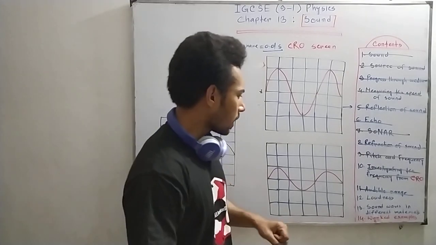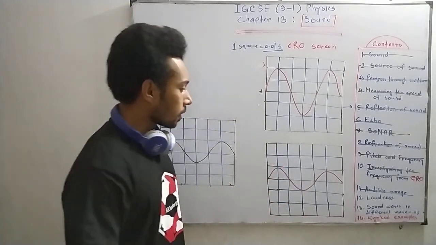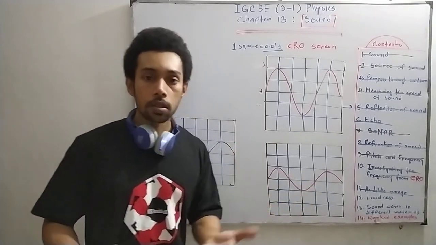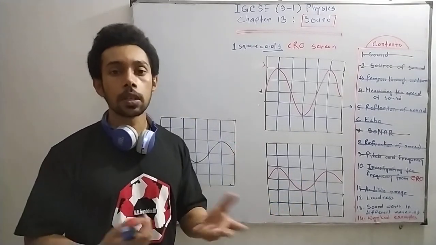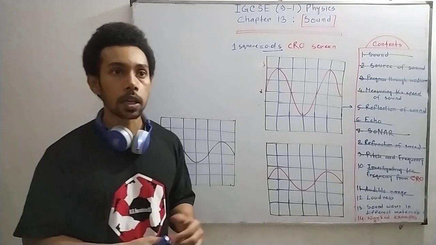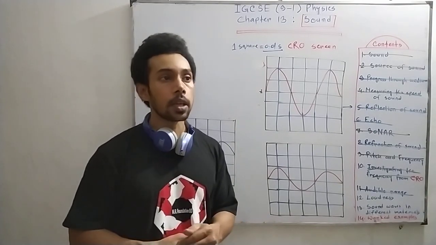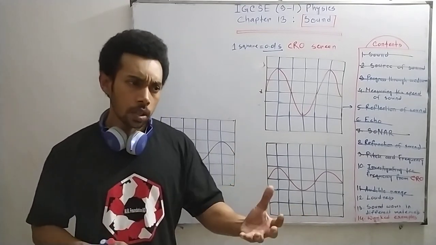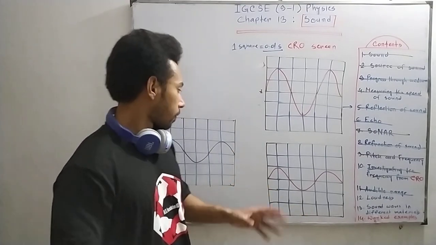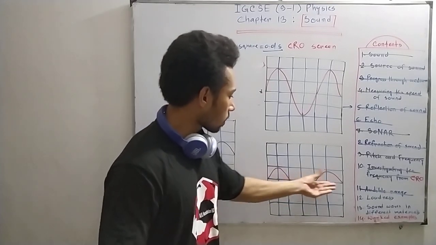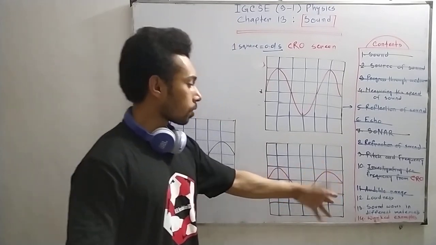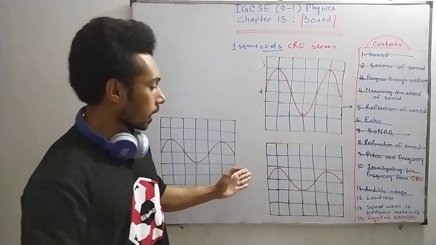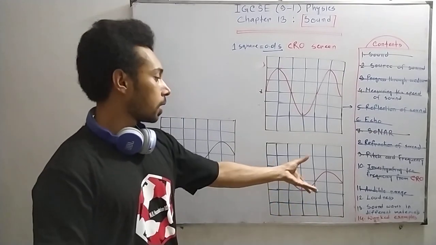Okay, now in your exam you are often asked to draw some trace of sound with smaller amplitude, or we can also say quiet sound, or suppose louder sound. For example, this is a trace on the CRO screen for a sound wave produced by any source, and that is picked up by a microphone and fed into the CRO.